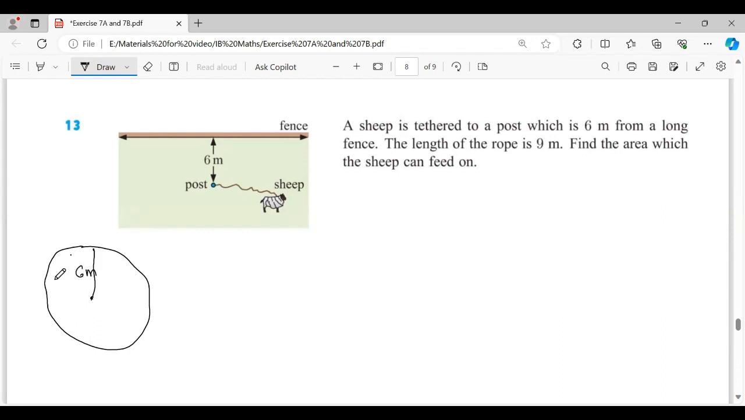Right. And there is a fence, this fence here, 6 meters from the post. I'm going to draw the fence first, the straight line. And this is 6 meters, I mean, this one, and this is the radius.